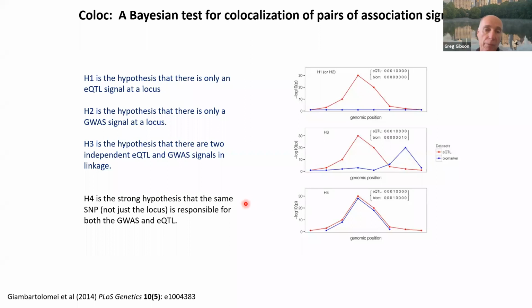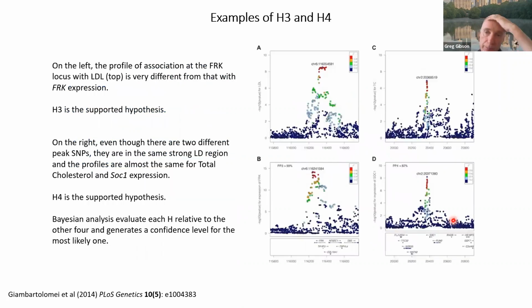H4 is a stronger hypothesis that in fact the effect is the same. And if they are the same, then the expectation is that the total profiles of the EQTL effects, univariate effects, should be very, very similar to each other, whereas under H3, they'll be somewhat different. So my next slide shows a couple of examples of this.